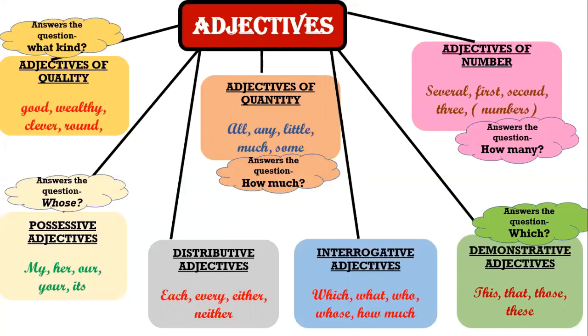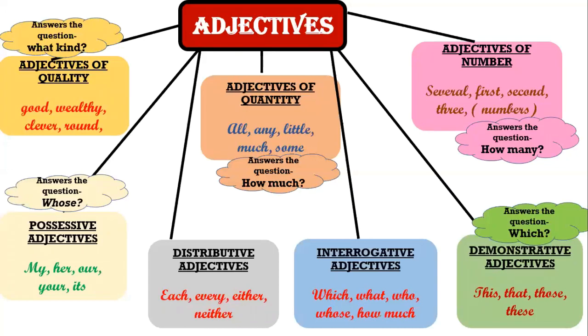Interrogative adjective is like a question mark. Which book is yours? Next to the noun it should be there. Remember, all these should be next to the noun. Which book is mine? Who is your friend? Whose book is this? How much food do you eat? So all these are like a question, that is interrogative adjectives.